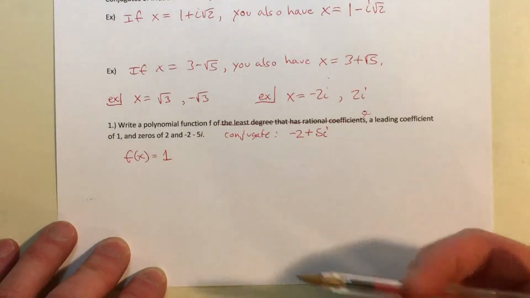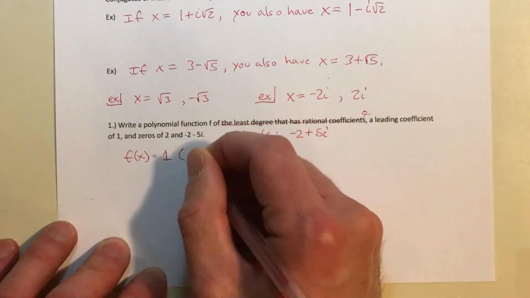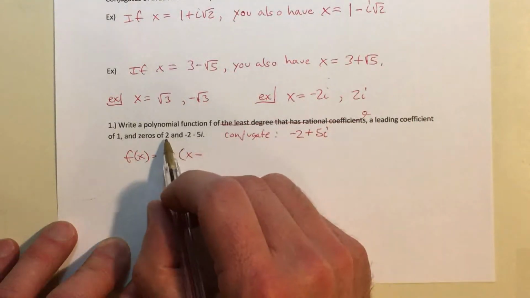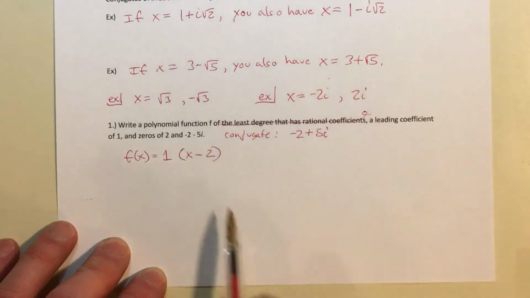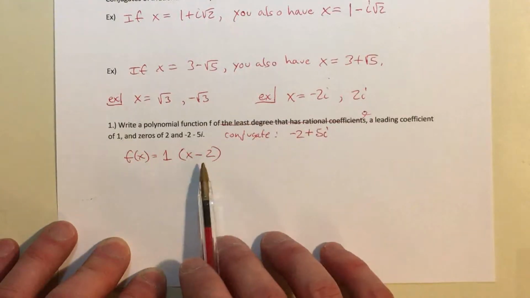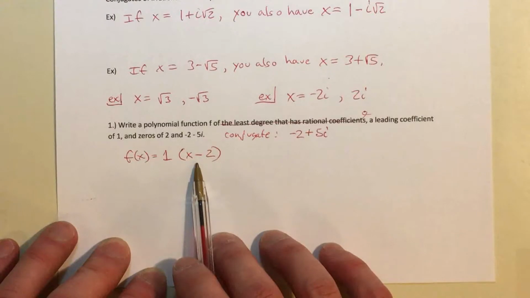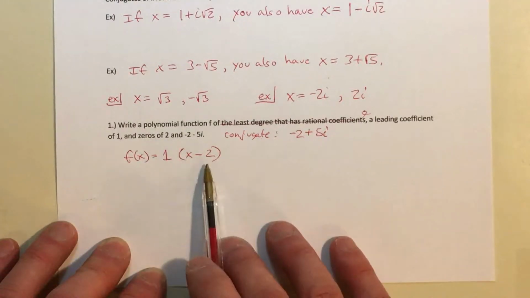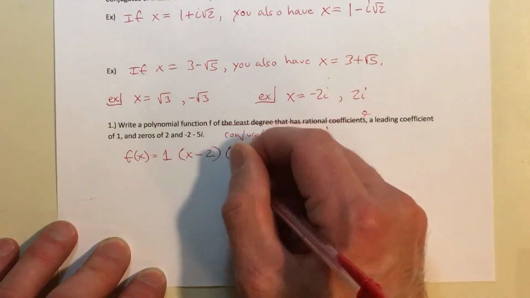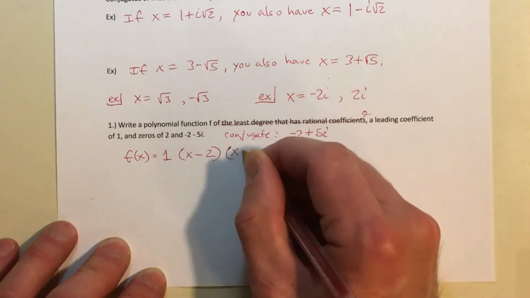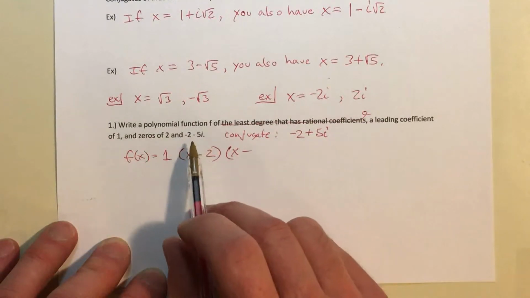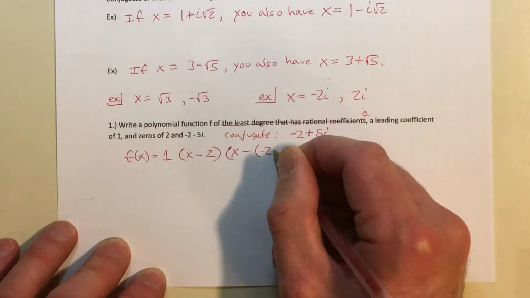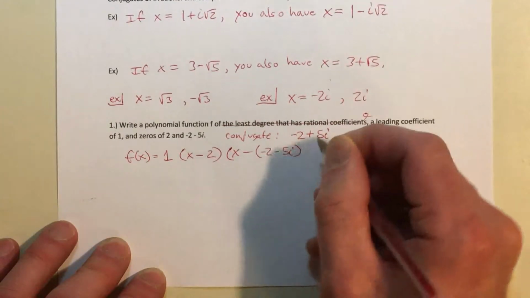Now, from our zeros to write factors, we're just going to go x minus, and then start writing the zero. So the first zero is 2, x minus 2. If we were going backwards and solving, we would set this equal to 0 and get x equals 2. So we're going backwards. x minus 2. It's always x minus. For our next zero, we go x minus, and then we just write the zero in. Now, we got to be careful, though, because it's minus that whole thing, negative 2 minus 5i.